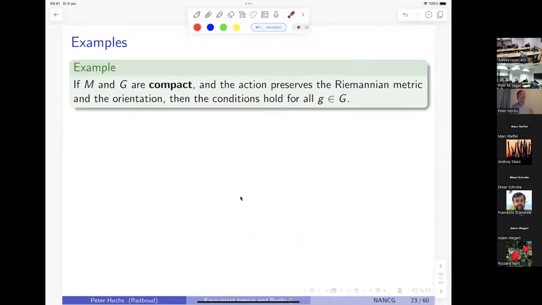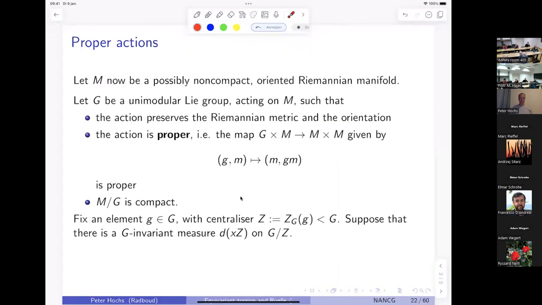Some special cases. I have a question. May I? Yes. Could you come back to this definition? The quotient M mod G is compact. It means that it's a topological space. You don't assume anything else about this topological space? Well, because the action is proper, the quotient is Hausdorff. M is a manifold, and if the action is proper, this quotient is a Hausdorff space.